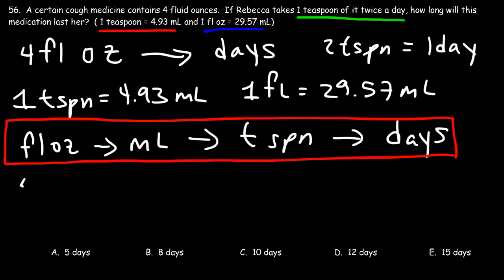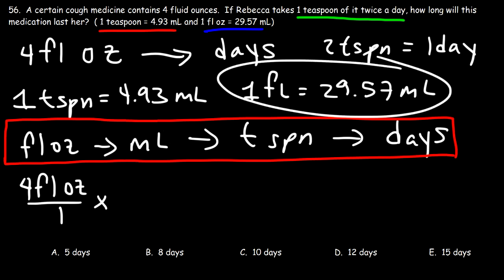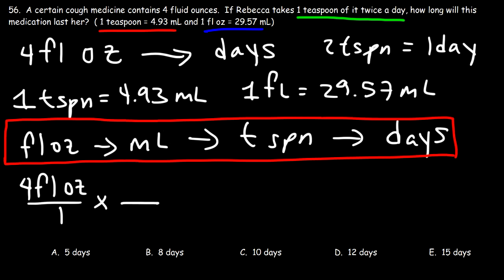So let's start with what we're given, and that's 4 fluid ounces. Now let's convert it to milliliters first. So we're going to use this conversion factor. So we need to put fluid ounces on the bottom so that that unit will cancel. And we're going to put 29.57 milliliters on top of it.